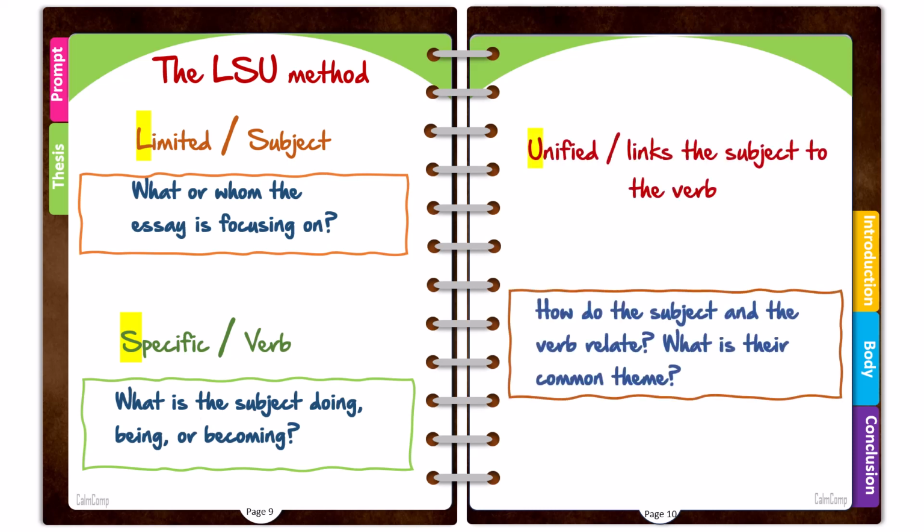And finally, the U in LSU is the unified. Sometimes the unified can be the direct object, but it doesn't really have to. It always consistently links all the parts of the thesis together. It's almost like a bond maker. The question that the unified answers is, how do the subject and the verb relate? What is their common theme?